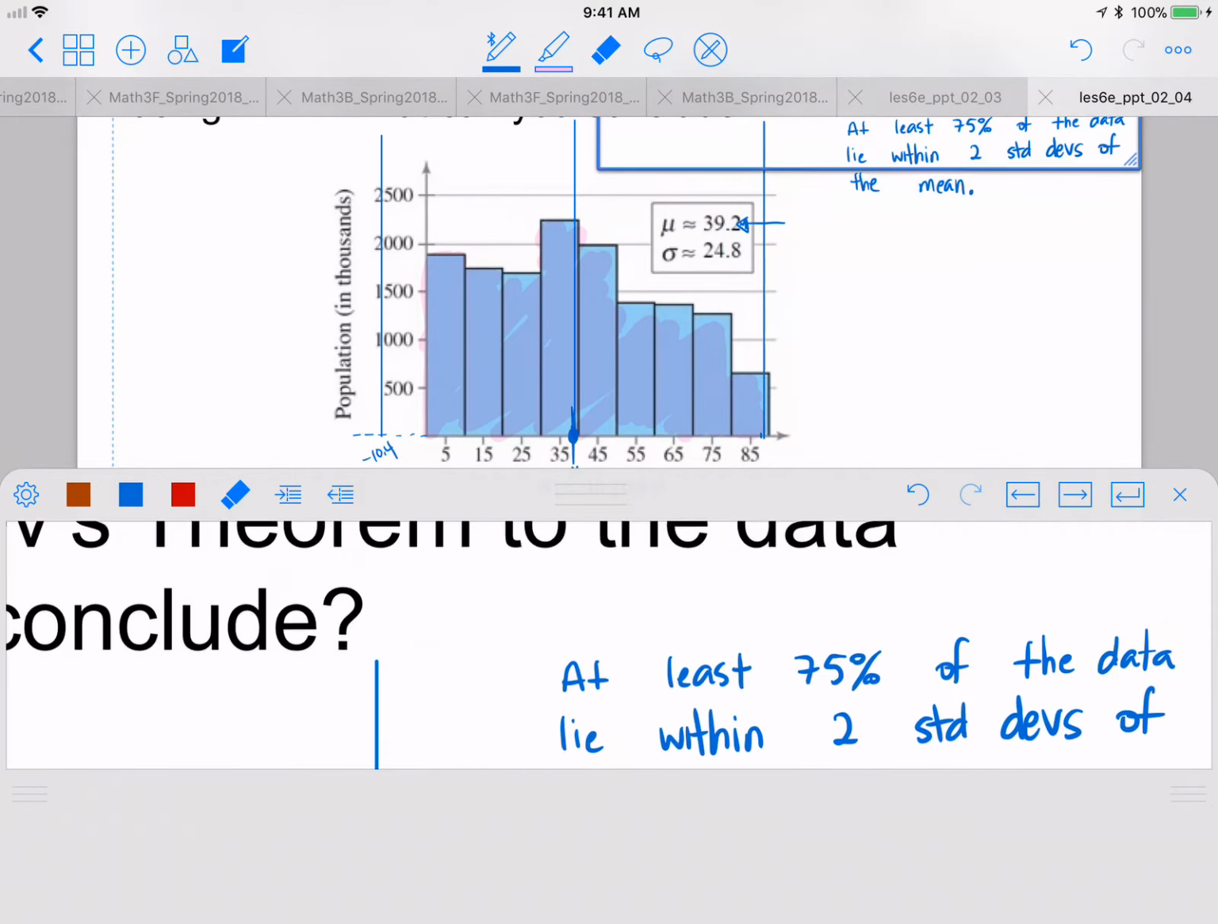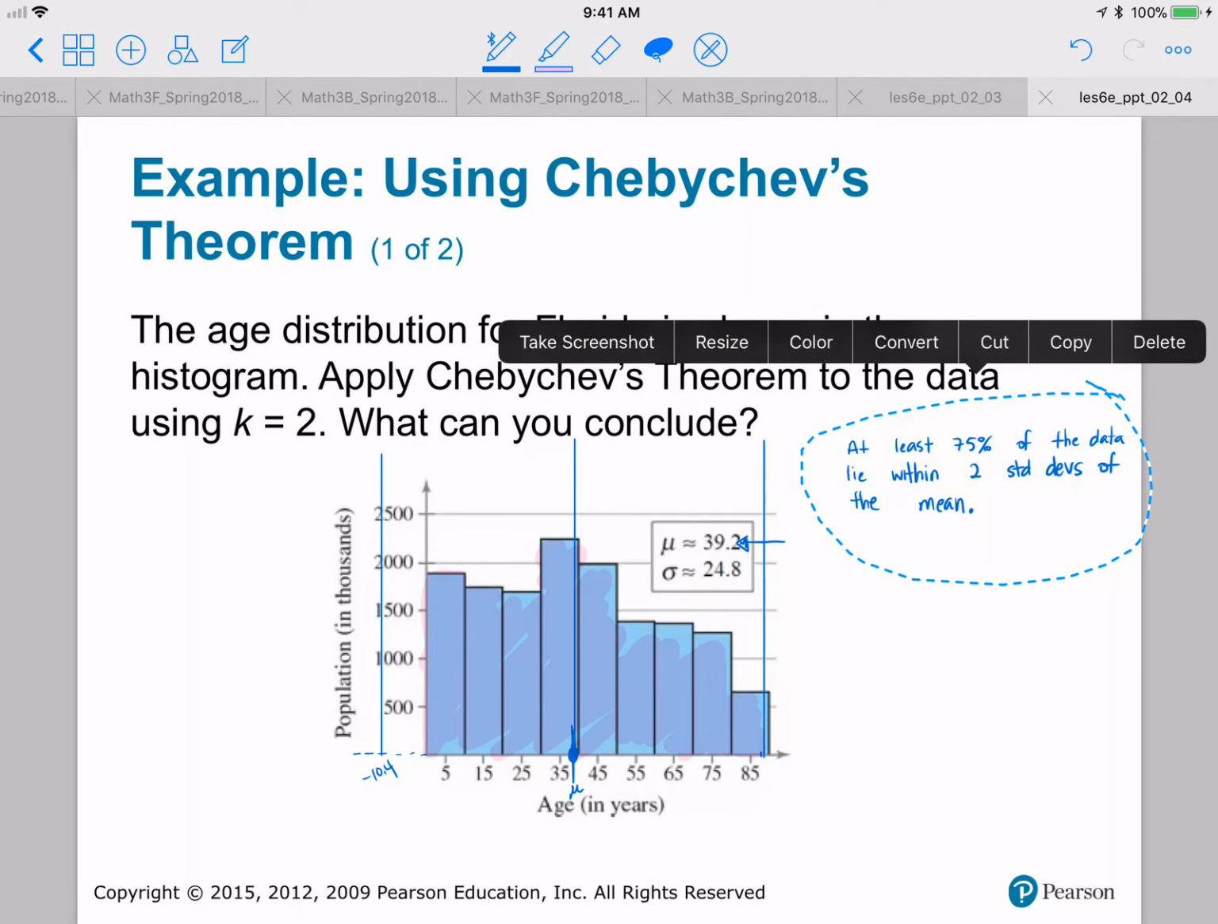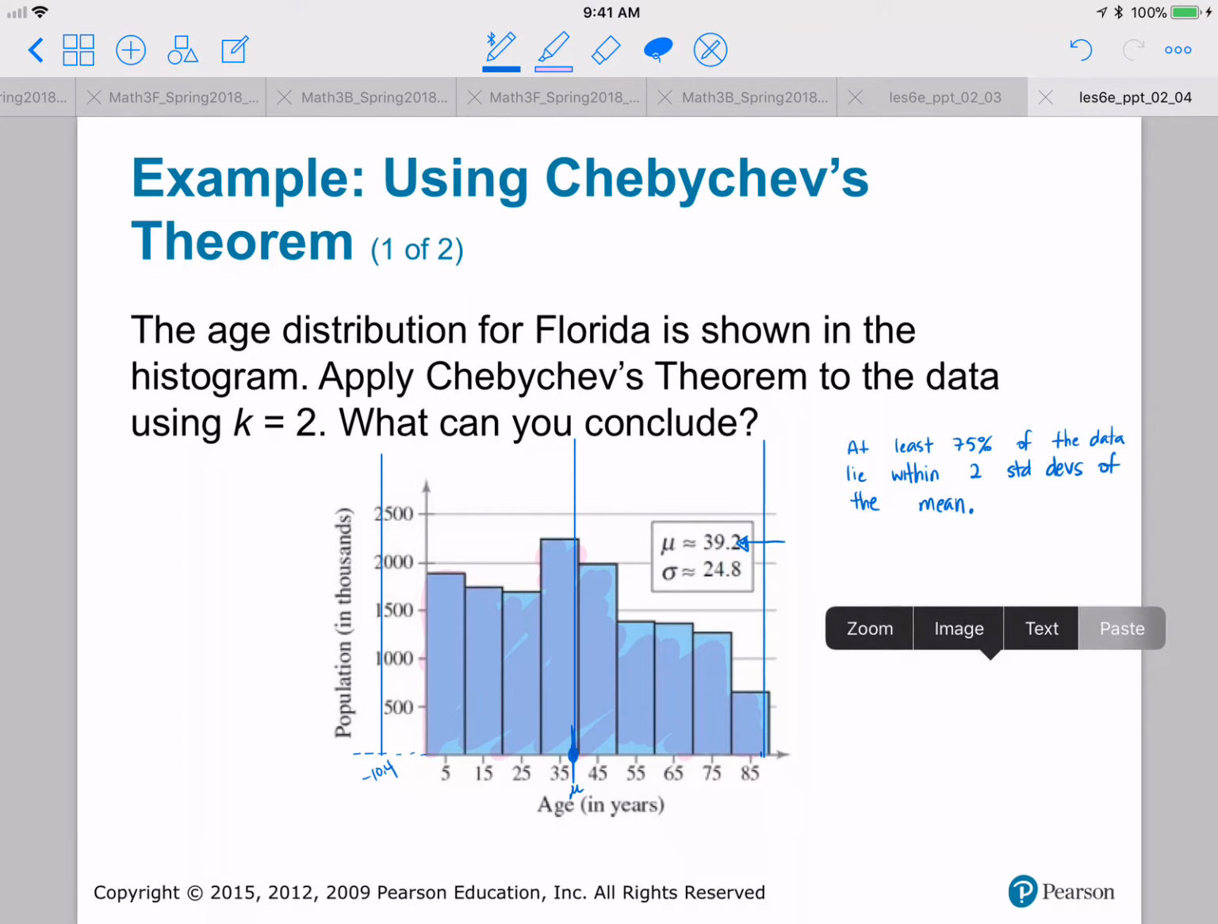So we computed, what does it mean to say that you are within 2 standard deviations of the mean for this data set based on this computation of the mean and this computation of standard deviation. Within 2 standard deviations of the mean means between 0 and 88.8 years of age.